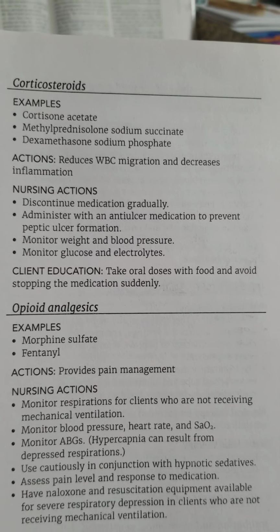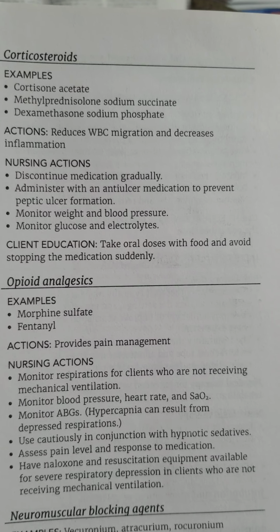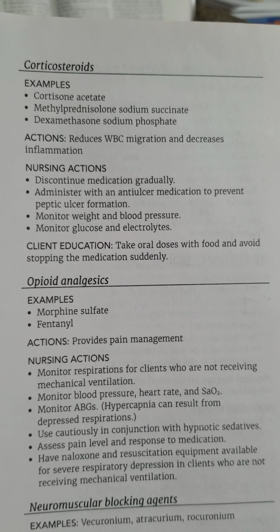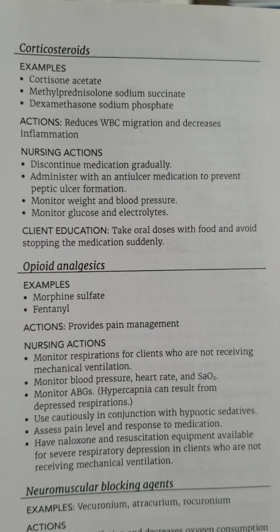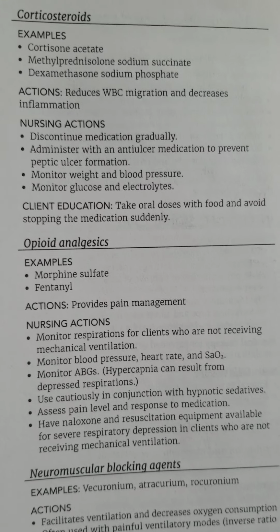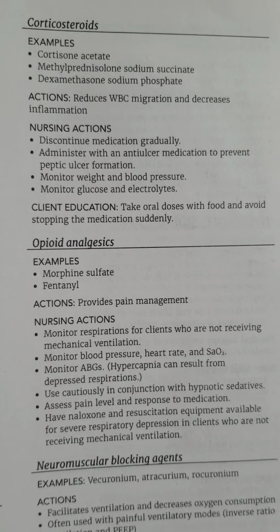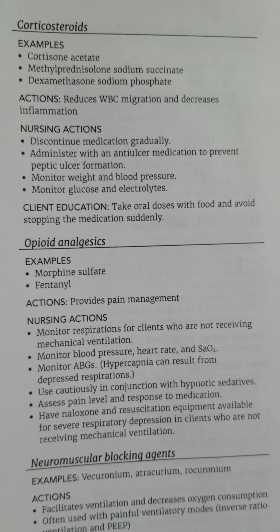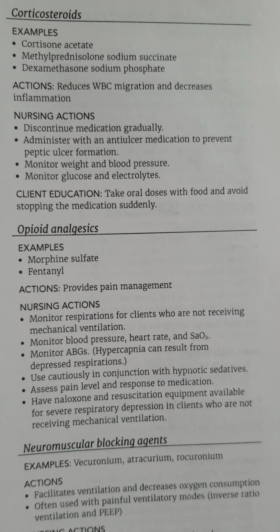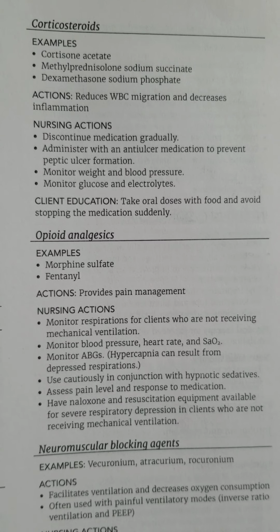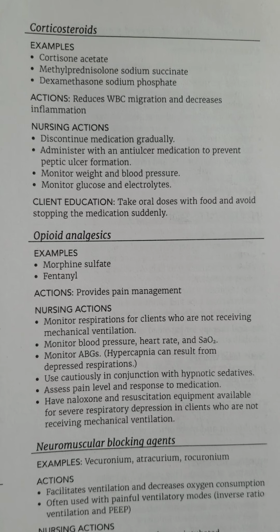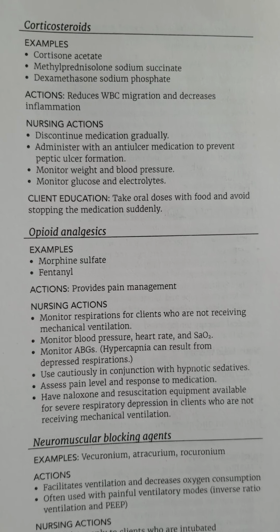Corticosteroids, examples would be cortisone acetate, methylprednisolone sodium succinate, dexamethasone sodium phosphate. Actions would be to reduce WBC migration and decrease inflammation. Nursing actions would be to make sure that the medication is discontinued gradually. Administer with an anti-ulcer medication to prevent peptic ulcer formation. Monitor weight and blood pressure. Monitor glucose and electrolytes. Client education would include taking oral doses with food and avoiding stopping the medication suddenly.